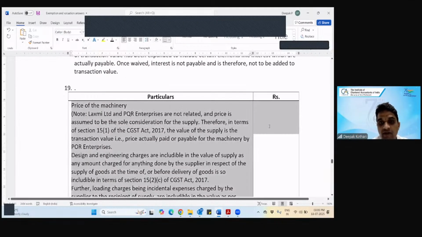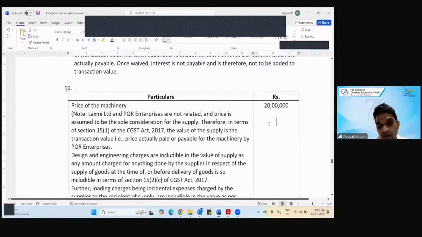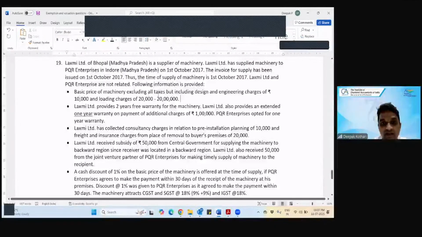So the value will be what? The value will be 20 lakhs. In the question, they've given 20 lakhs inclusive of these design and engineering charges. It excludes taxes, but it includes design and engineering charges and loading charges. Design and engineering is required for the machinery, so we will add it.